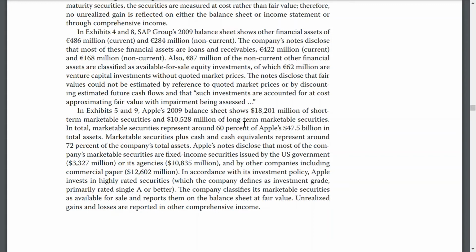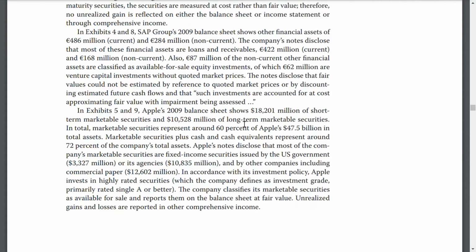The notes disclose that fair value cannot be estimated by reference to quoted market prices or by discounted estimates of future cash flows, and such investments are accounted for at cost approximating fair value, with impairment being assessed.